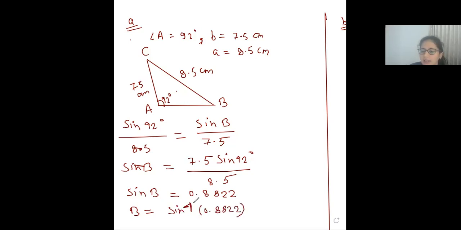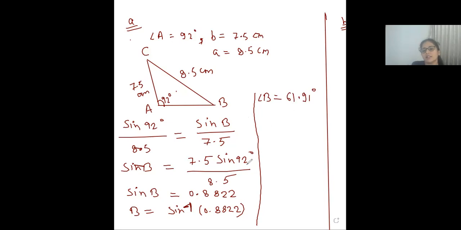Here, one more thing I want to tell you. We can find the inverse value when the value in front, like sine B is equal to 0.8822, is less than or equal to 1. If that value is greater than 1, we cannot find the inverse value. This is just another point I told here. Okay, now angle B will be equal to sine inverse 0.8822. That is 61.91 degrees. Please use your calculator and find the values.